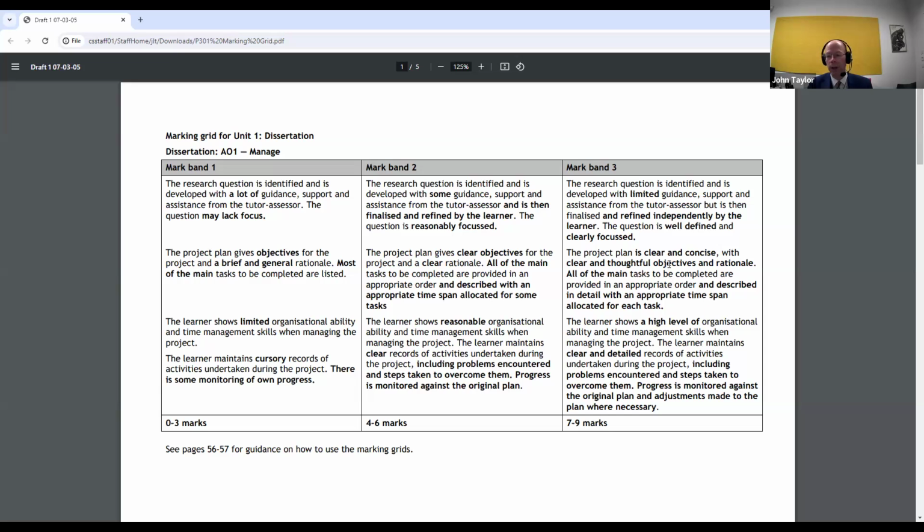In terms of the log, you'll see that it needs to be clear and detailed, not cursory. If it's a cursory log, that's really mark band 1. But also it needs to have more than just activities. It's in some senses a poorly worded or poorly named document. I think it's not so much just about activity. It's also about thought and reflection and problem solving, all about those questions that a learner poses to themselves and then begins to explore as they go through the process.